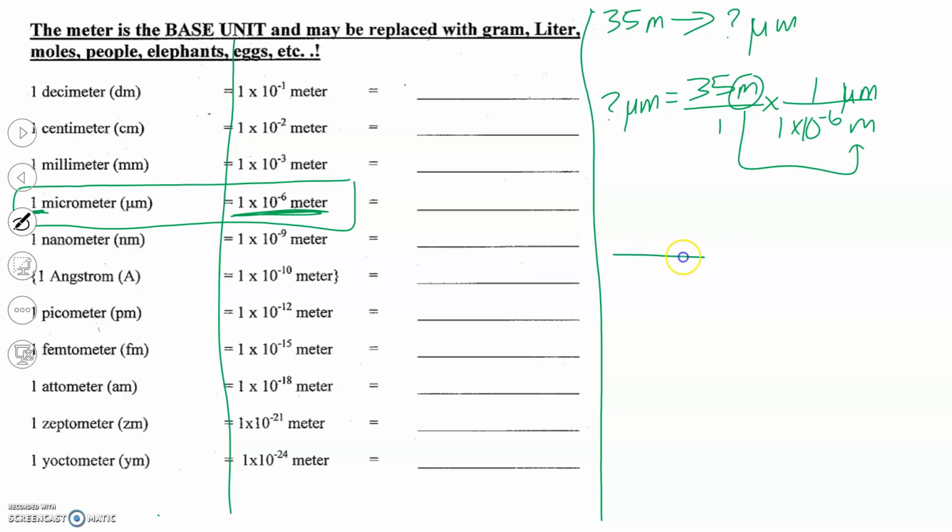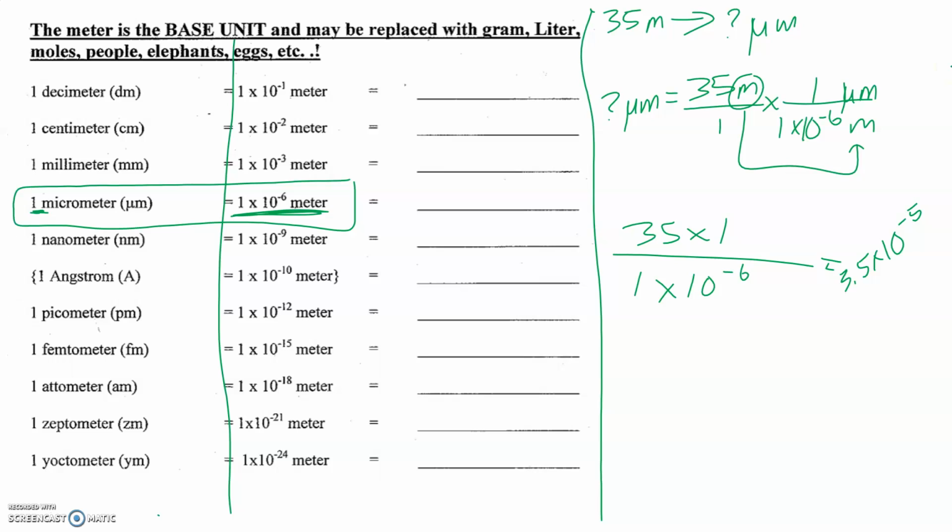We go to look at our math. So 35 times 1, times 10 to the negative 6. What we end up getting should be 3.5 times 10 to the negative 5th. That is not correct. I just made a mistake. It is not to the negative 5th. It should be to the 7th. Sorry, I was double checking myself with the calculator. Yes, it is to the 7th.